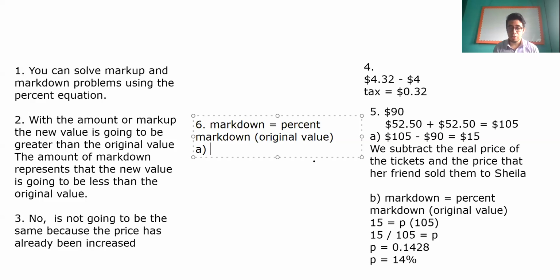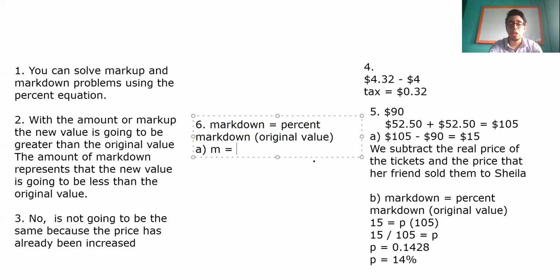$4,200 with a 30% markdown. So we are going to find the markdown. We can use a variable. What variable did we use yesterday? M for the markdown. So yes, I'm going to use M today too.